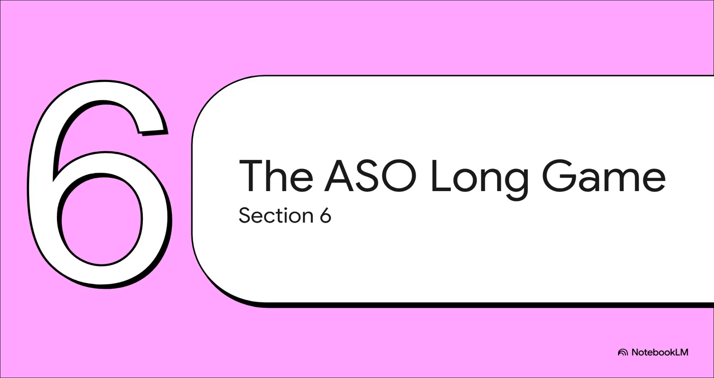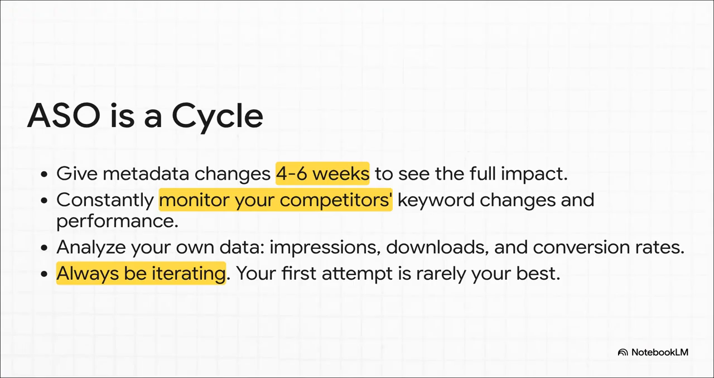It's so tempting to do all this work and then think, okay, I'm done. But ASO is not a set it and forget it task. It's an ongoing process. It's a cycle. You've got to be patient. After you make these changes, you really need to give it 4 to 6 weeks to see what's working. And while you wait, you should be watching your competitors, you should be digging into your own data, your impressions, your downloads, your conversion rates, and you should be planning your next iteration. Your first try is almost never your best try. It's all about continuous improvement.